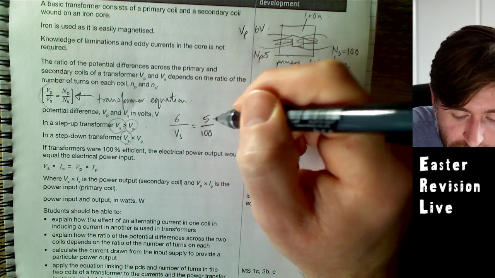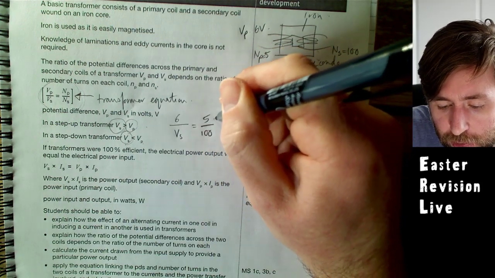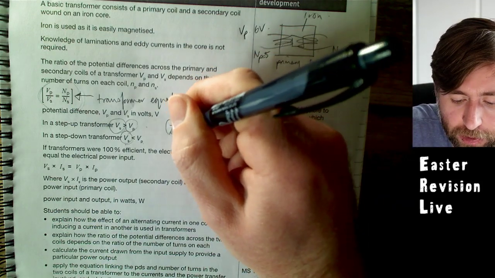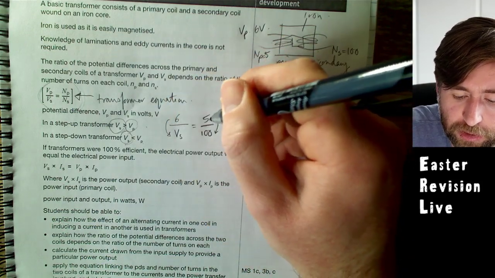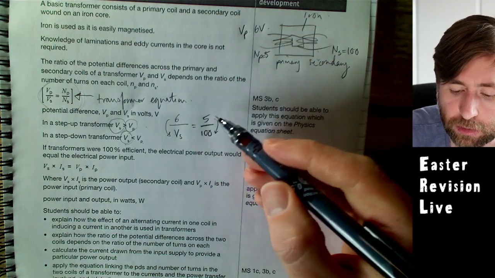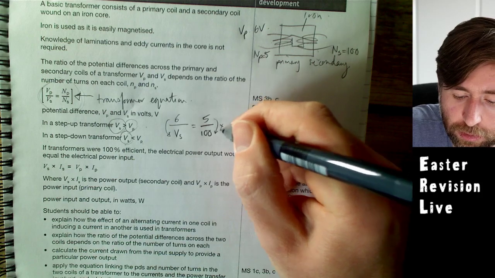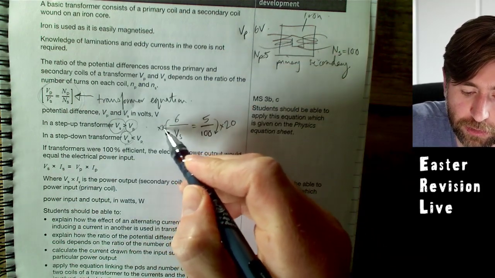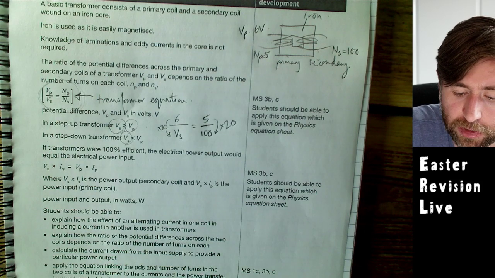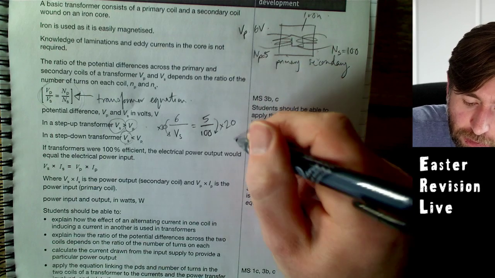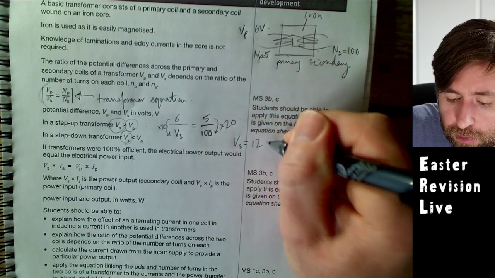A lot of people like to think about this: whatever you'd need to do to get from here to here, you have to do to get from there to there. So the relationship between this number and this number is the same as the relationship between this number and this number. To get from 5 to 100, you have to do times 20. So to get from 6 to the secondary, you also have to do times 20. So 6 times 20 is 120, isn't it? So the voltage on the secondary is 120 volts.